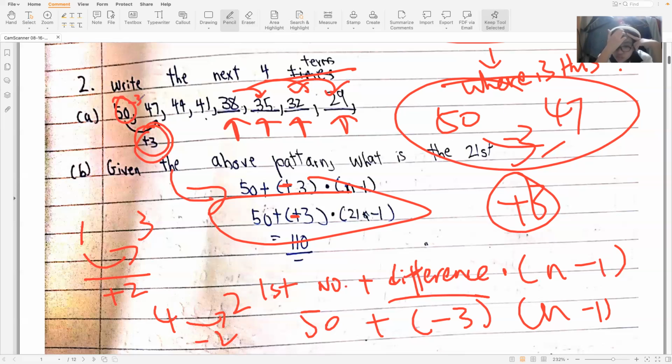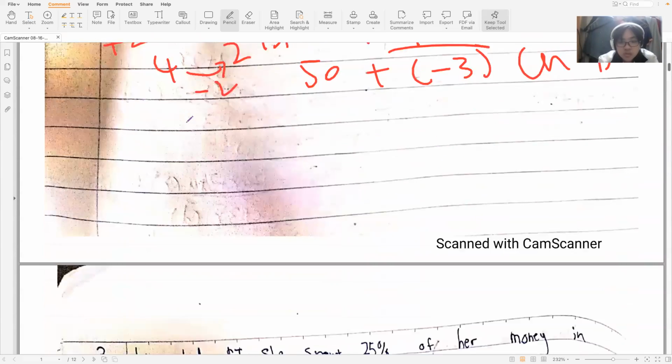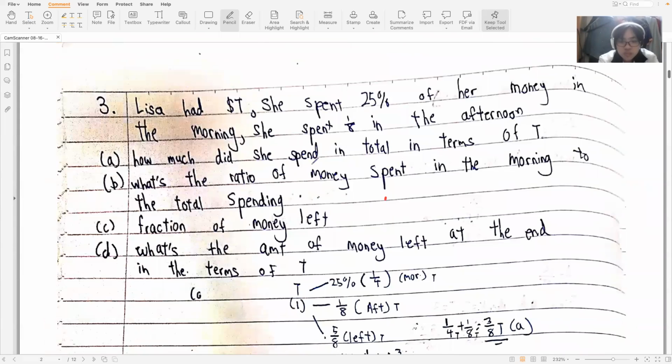So in this case, 47 to 44, what's the difference? 47 to 44 is minus 3. Why not plus 3? Because it doesn't make sense. Exactly. Next question. Okay, this one, Lisa had T, then she spent 25%. What did I say? There is a T here, so you need to have T as well. The T is actually beside, not here, not here.